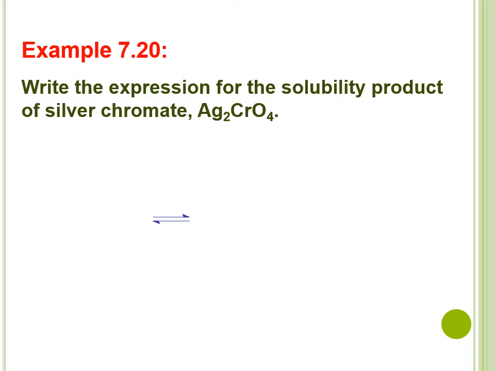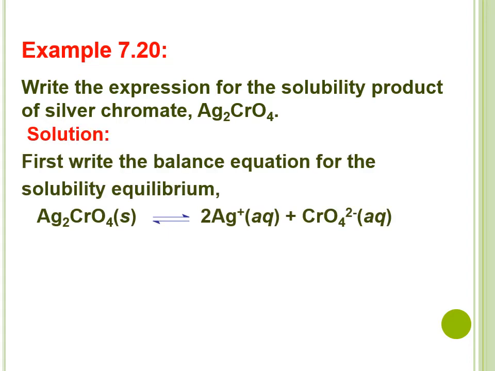Write the expression for the solubility product of silver chromate, Ag2CrO4. Firstly, we need to write the balanced equation. Ag2CrO4 solid will dissociate reversibly to become 2Ag+ aqueous plus CrO4 2- aqueous. Notice that for all the balanced equations that we're going to deal with after this, we must have the phase.